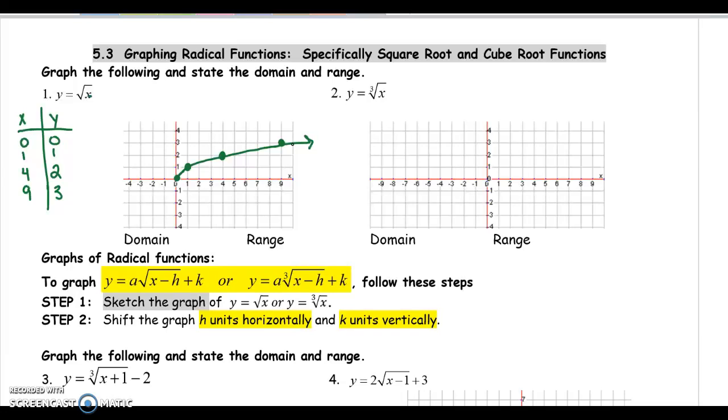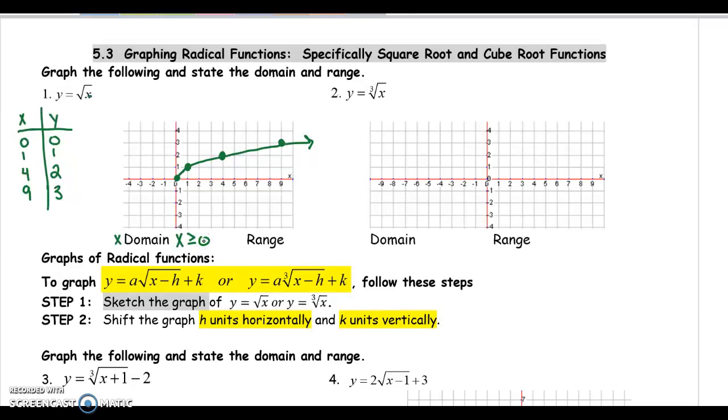Okay, the domain and range. Remember that domain has to do with the x values. What x values did we put into this graph? 0, 1, 4, 9. What do you see is absent from those x values? Did we plug any negatives in? Why didn't we plug in any negatives? You can't take the square root of a negative number. That's an imaginary number. It's not possible. And that's why this graph doesn't continue over here on the left. You can't do the square root of a negative number. So our x values all have to be greater than or equal to 0.